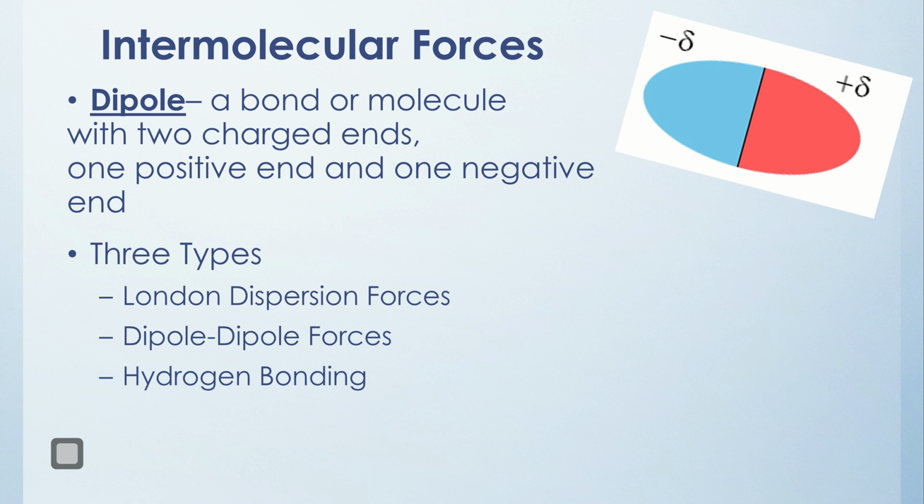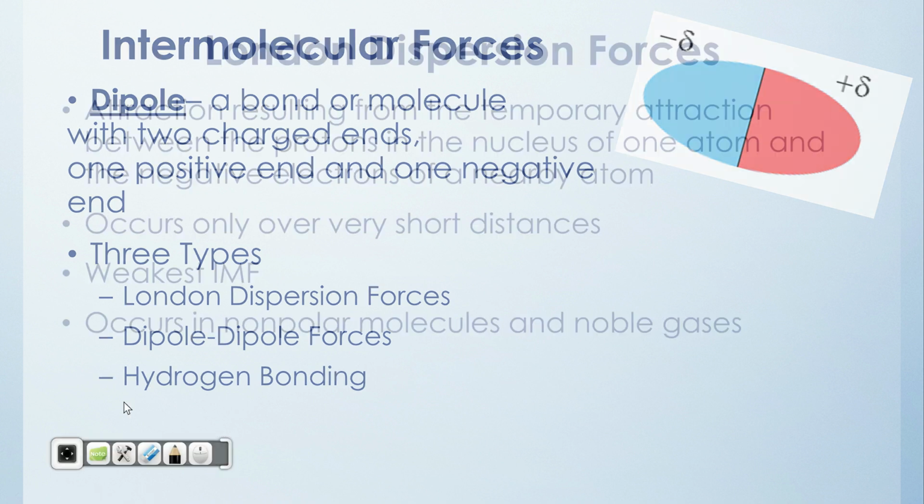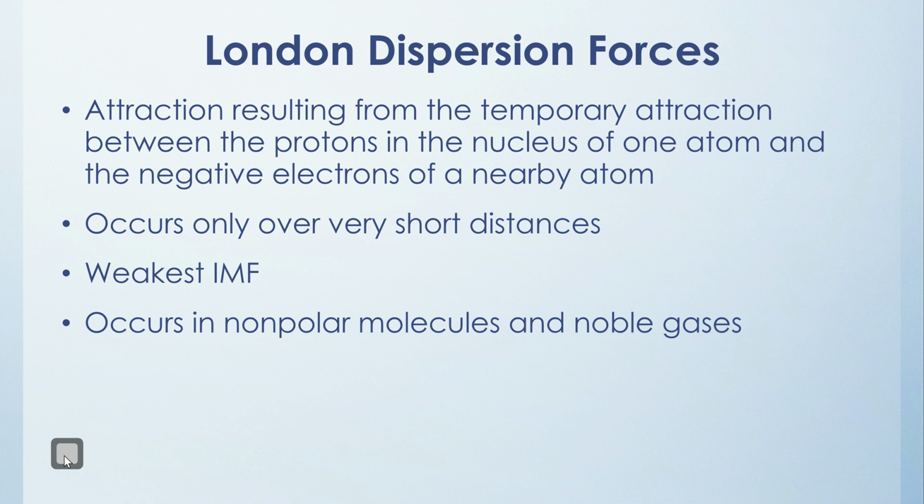All right, so that's what we're going to be looking at as we go through these three types called London dispersion, dipole-dipole, and hydrogen bonding. All right, so we're starting off with London dispersion, which is the goofiest name. It is the attraction resulting from the temporary attraction between protons in the nucleus of one atom and the negative electrons of a nearby atom.